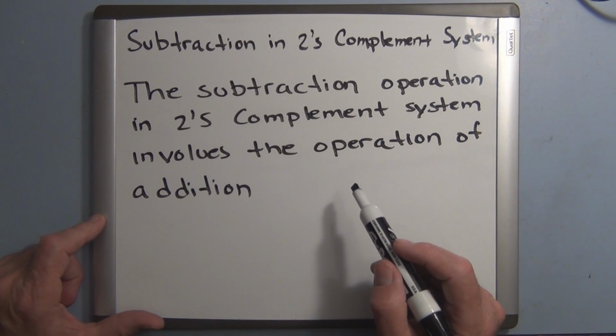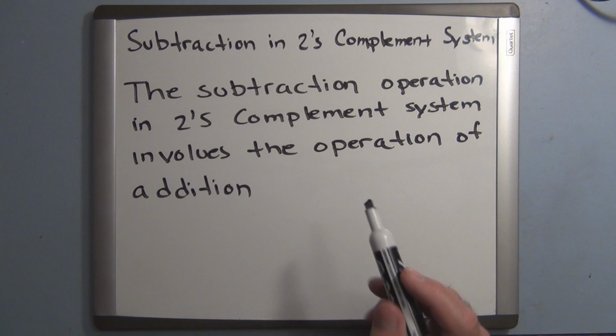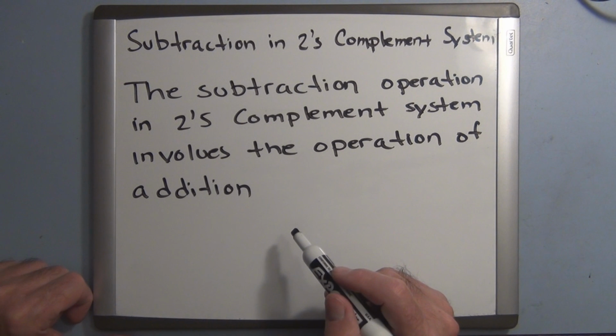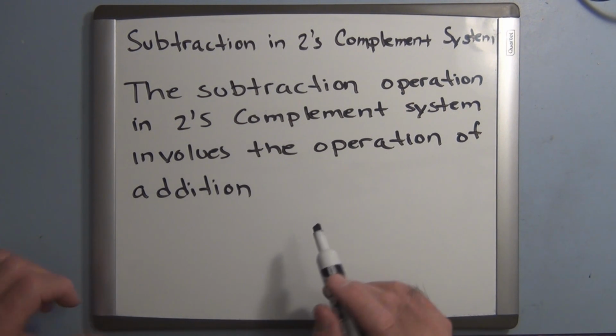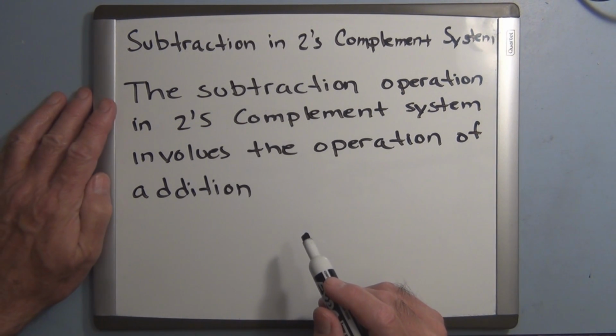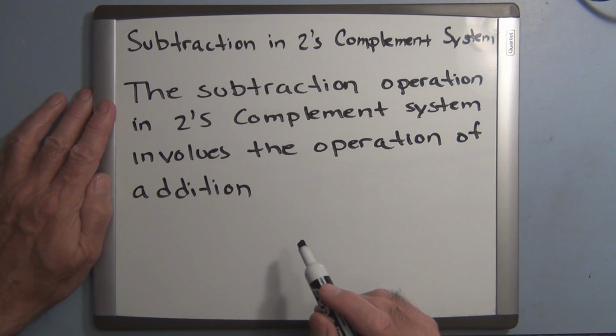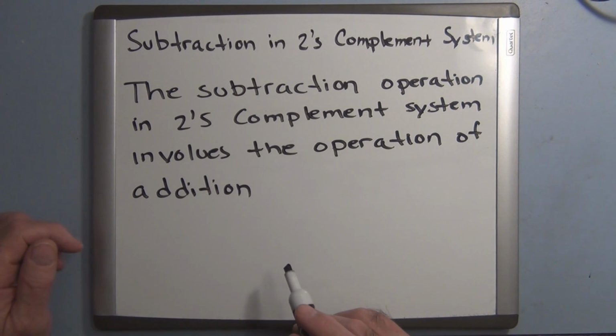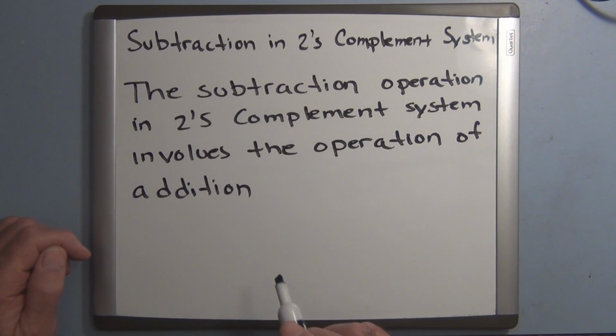Now, subtraction in the 2's complement system, if you go look at some of the examples we've already done, we've already subtracted. It's just how you look at it. The subtraction operation in the 2's complement system involves the operation of addition. It only involves the operation of addition. That's one of the benefits of the 2's complement system.